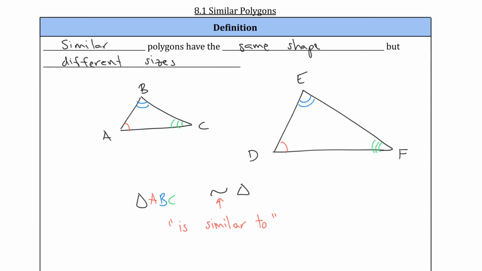So now that I have everything marked, we're going to fill in the name, starting off with D, and then E, and finally F. So this is the correct way to write this statement, making sure that every angle that corresponds is in the same place in the naming. All right.